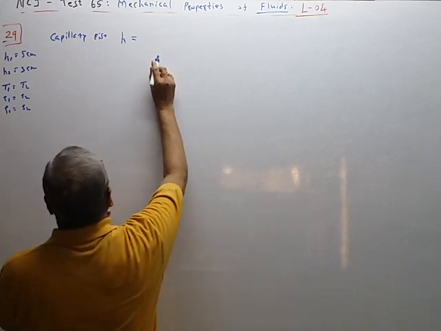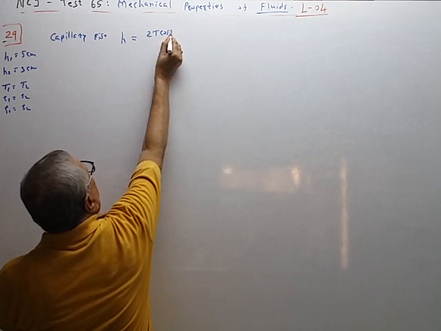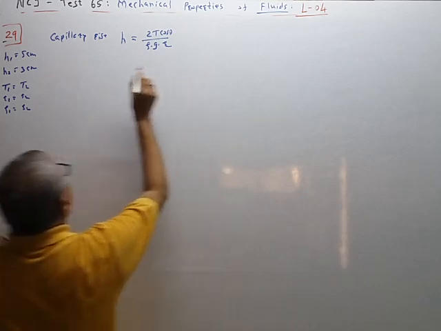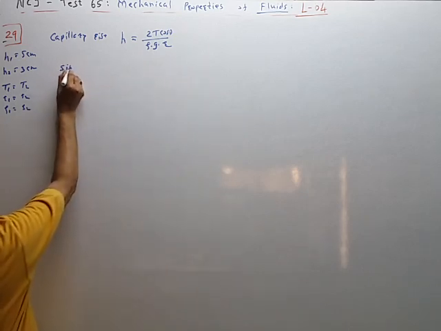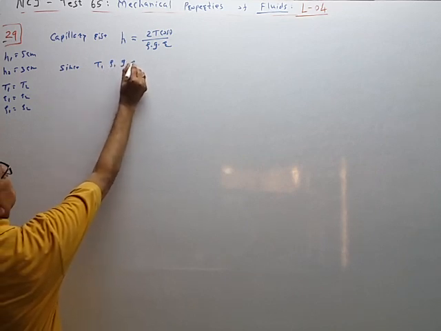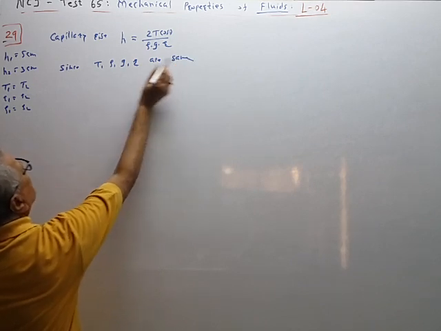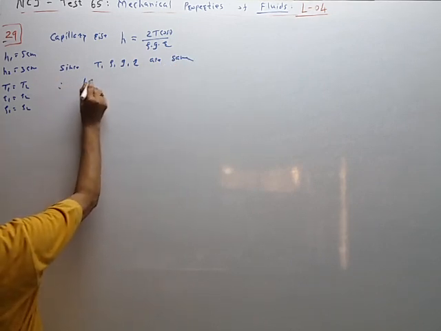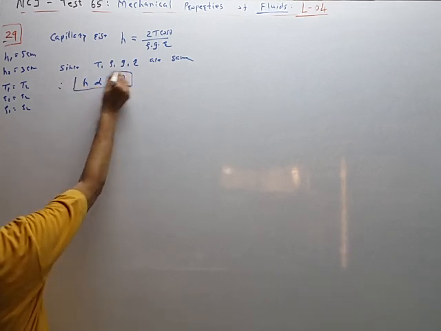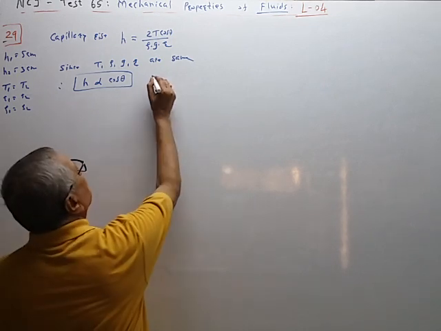So capillary rise H is equal to 2T cos theta upon rho G R. Since T, rho, G, R are the same, therefore H is directly proportional to cos theta. Theta is the angle of contact.